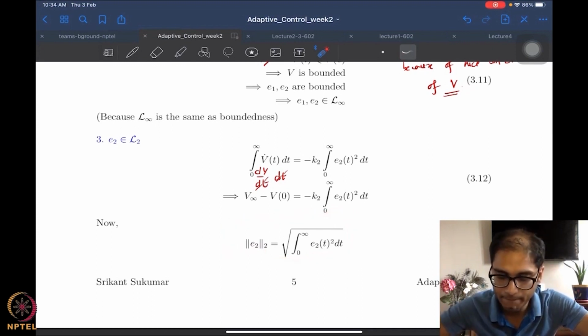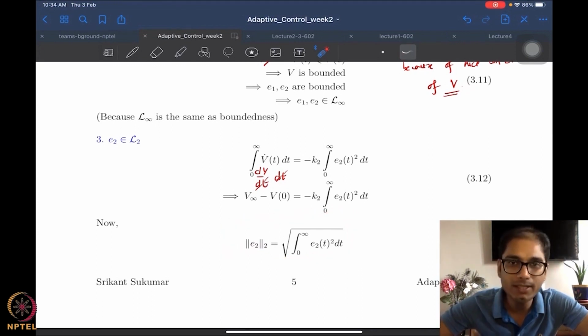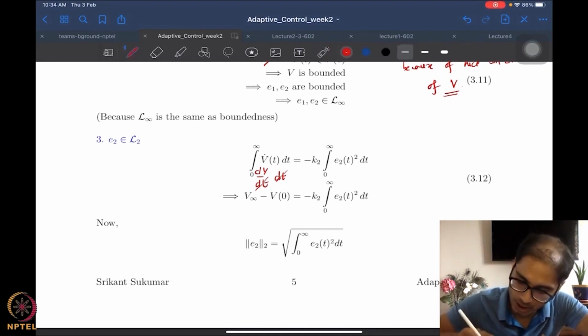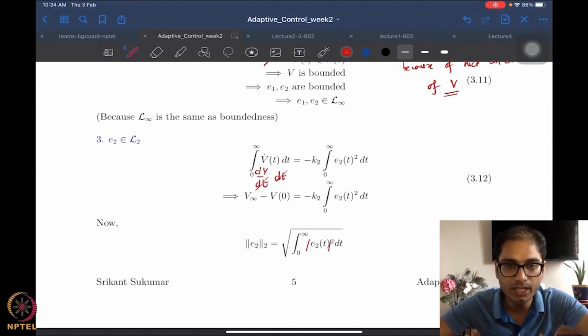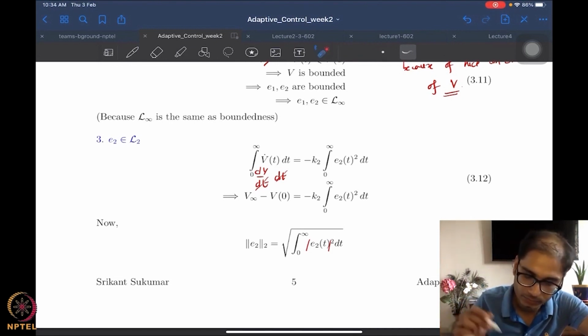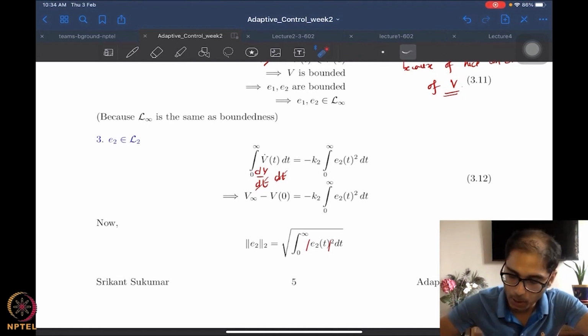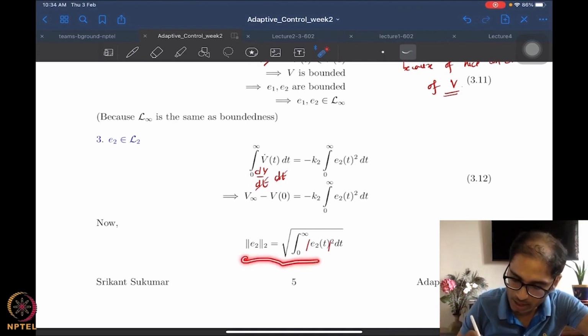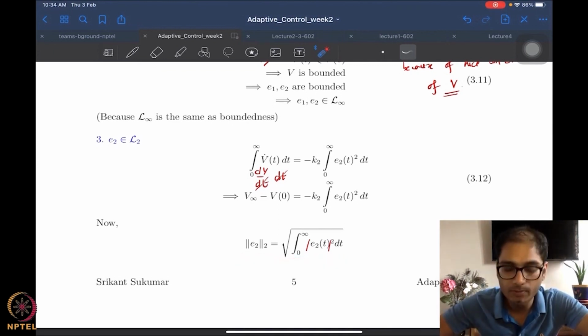Is exactly this guy, because it's a scalar quantity. I can put an absolute value, but it is irrelevant. I don't have to. That should be clear to you. Excellent. So now that I know this, this is my 2 norm of E2.